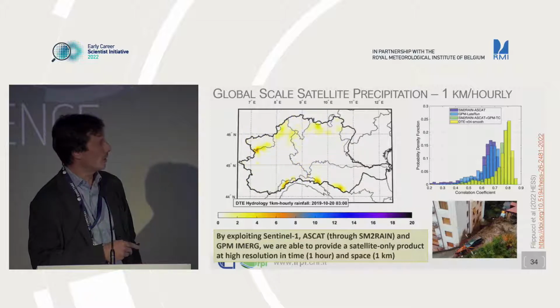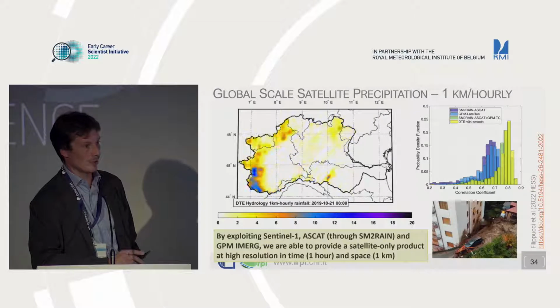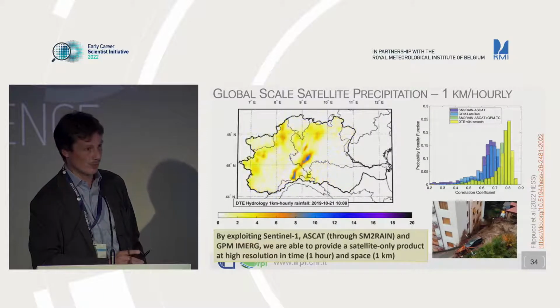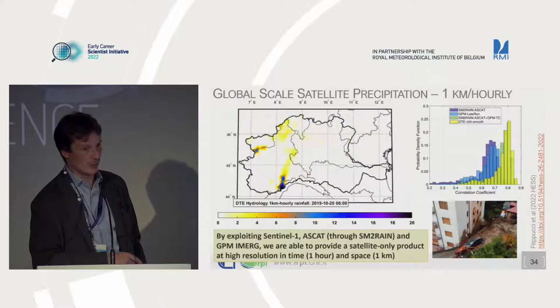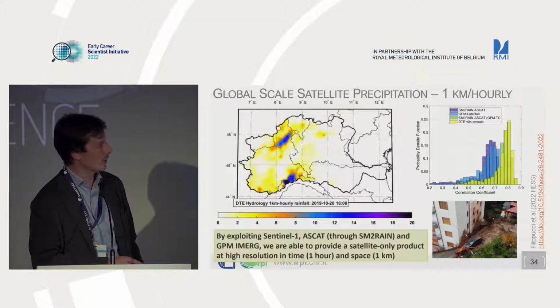And so at the end of the day, we come up with a 1 kilometer, 1 hour precipitation product obtained only from satellite observation. This was done for the Po River basin. Now we are extending over the full Mediterranean area. Step by step, we will go to Europe and so on.